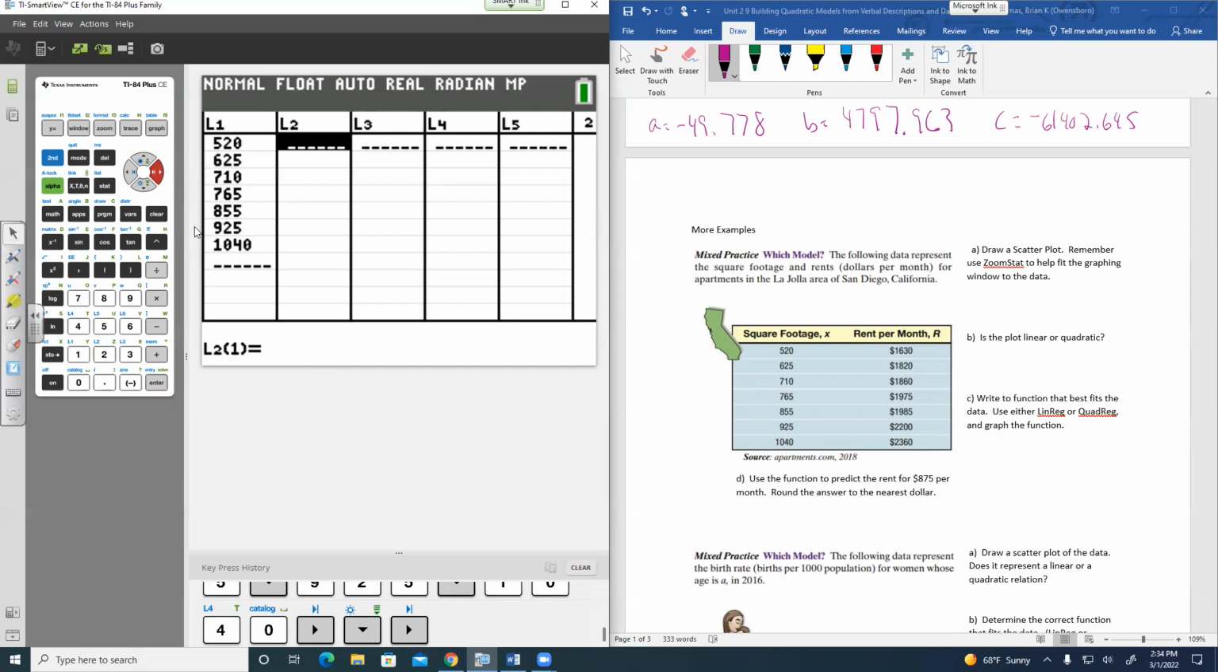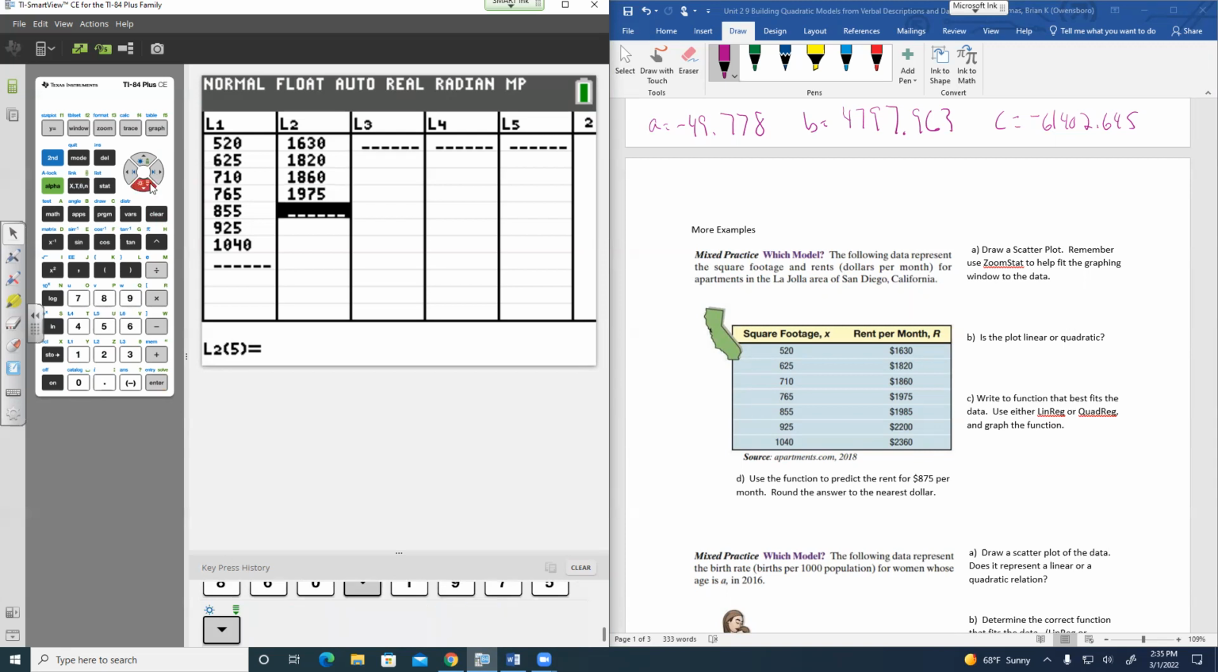That doesn't sound very quadratic. It doesn't sound like a maximum. It sounds more like a linear relationship at this point. So 1630, 1820. Notice how the square footage is increasing and the price per month is increasing. That sounds very linear. 1975.